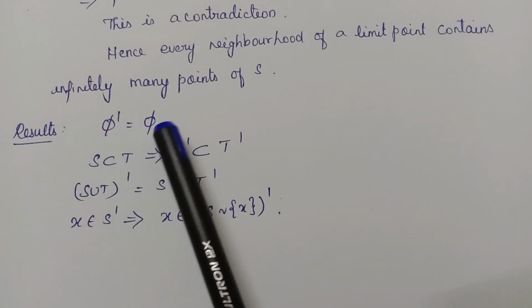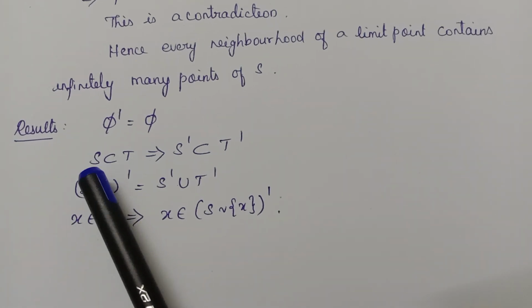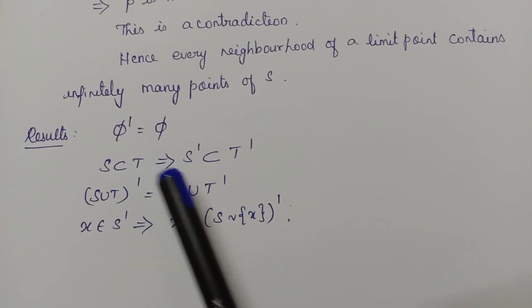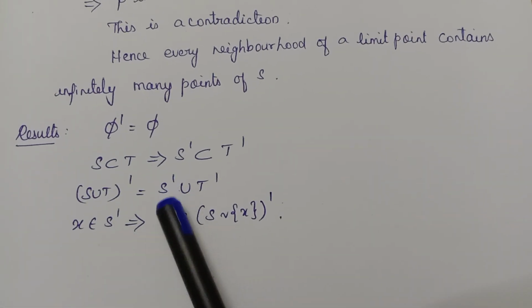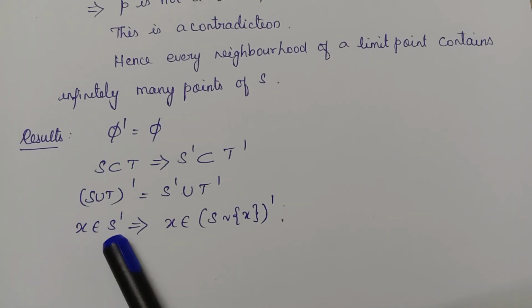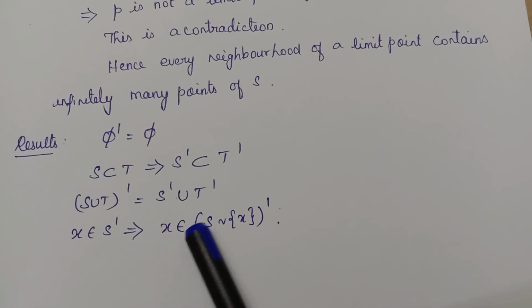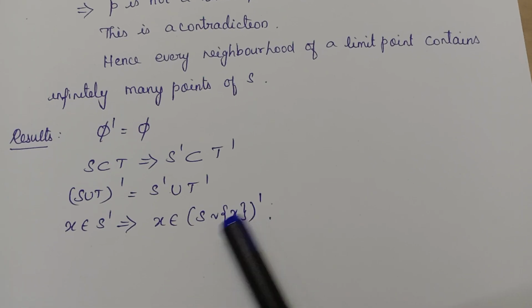Then next, a few results for the derived set. The derived set of the empty set is equal to the empty set. If S is a subset of T, then S dash is a subset of T dash. The dash of S union T is equal to S dash union T dash. And if X belongs to S dash, then X belongs to (S minus X) whole dash.